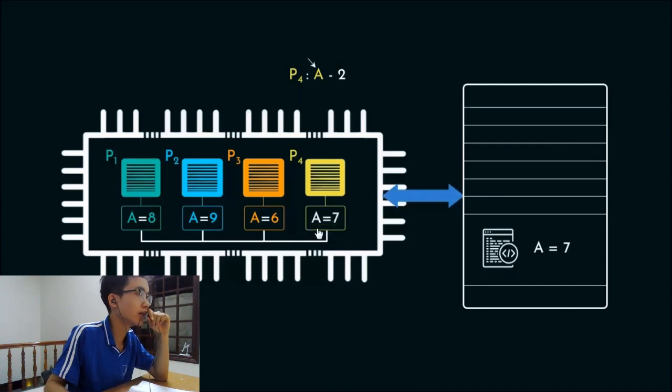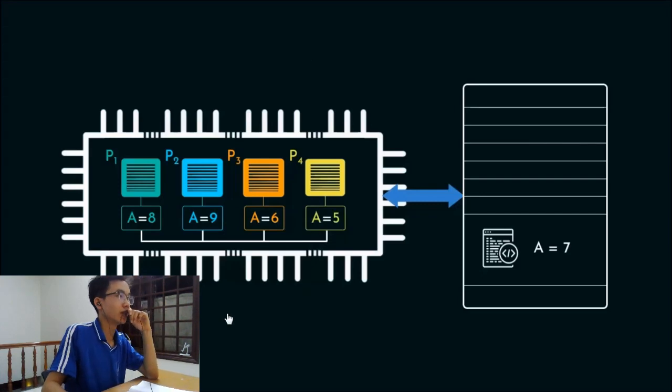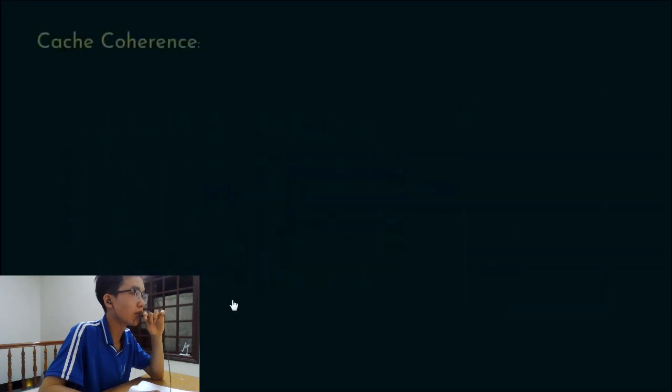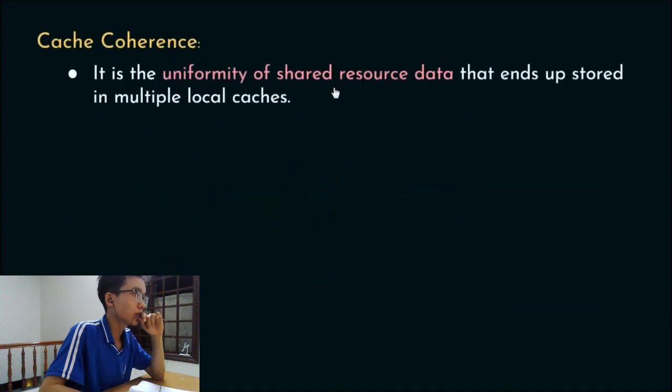Now, if you observe carefully, the same variable A has different values in different private caches. This is an inconsistency, and this particular inconsistency is referred to as the cache coherence problem. So basically, what is the cache coherence problem? It is the inconsistency of shared resource data that is stored in multiple local caches. That means you need to maintain uniformity, and that is exactly cache coherence.